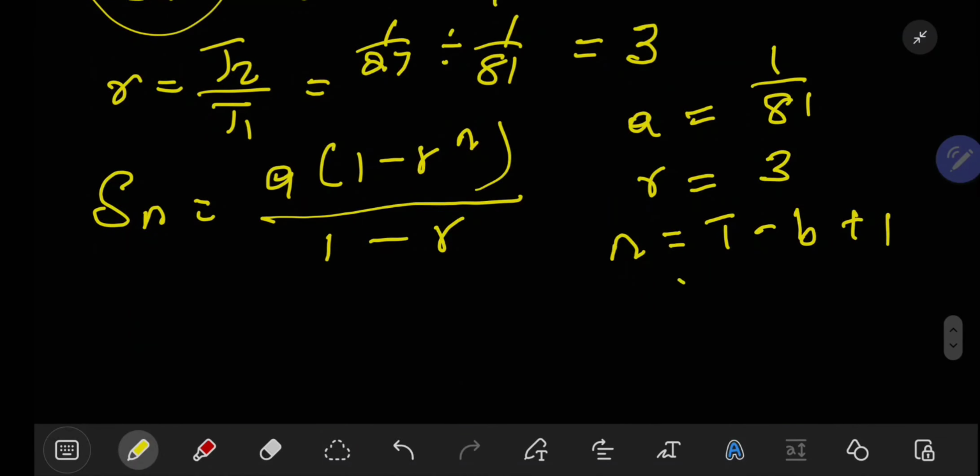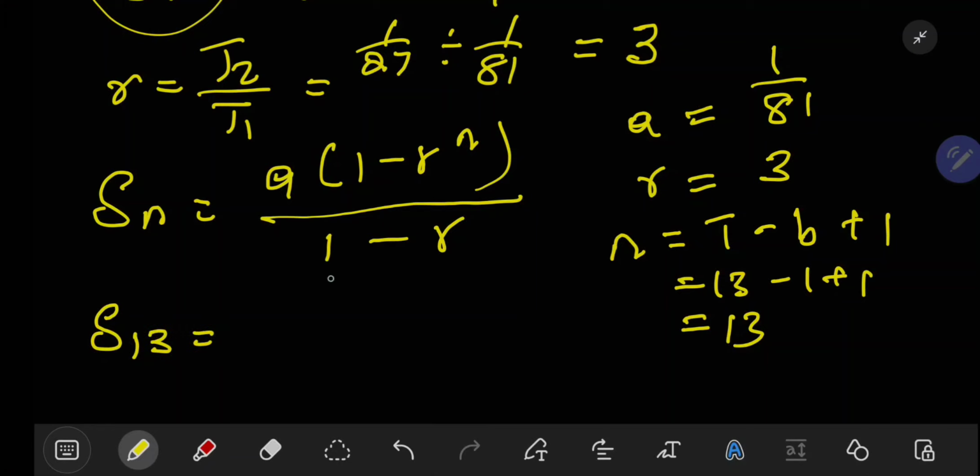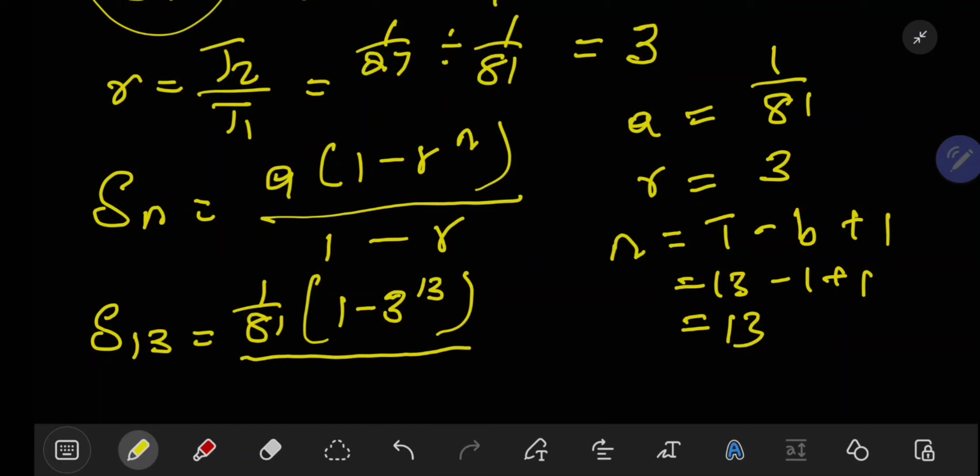So it means we're going to have 13 minus 1 plus 1, which gives you 13 terms. So we are dealing with 13 terms, and we're calculating the sum of the first 13 terms. So S13 is equal to our a value, 1 over 81, into 1 minus the r value, 3 raised to exponent 13, then all divided by 1 minus 3.